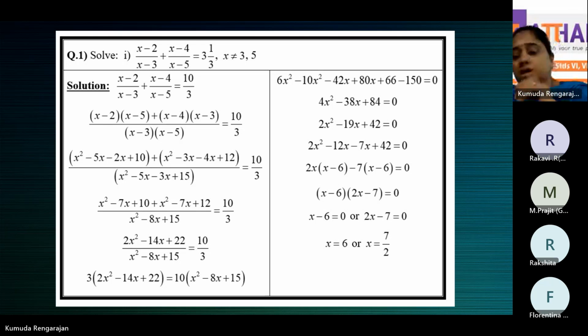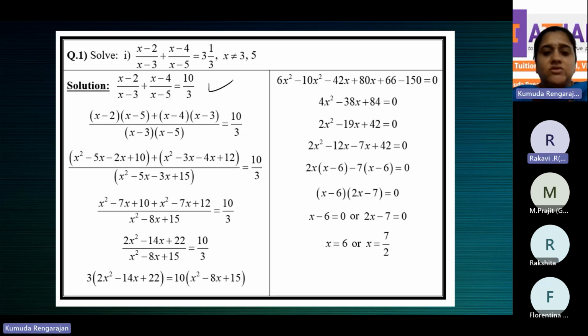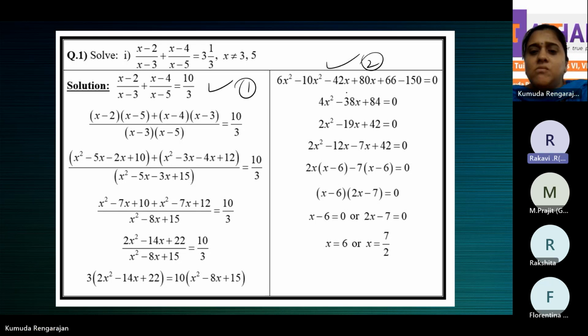Ma'am, 6x square minus 10x square minus 4x square should come, right? Which column? The second column. The first line, 6x square minus 10x square. After that, you wrote just 4x square. It should be minus 4x square, right?